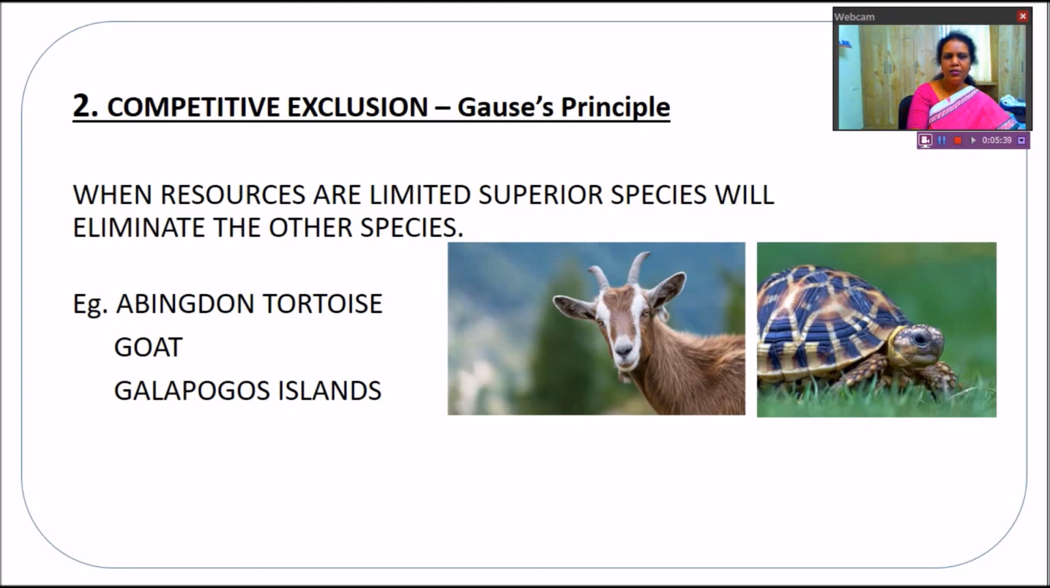So this is in case of limited resources. When resources are limited, superior ones will eliminate the weaker ones, which is called competitive exclusion or Gause's principle. We'll see in the next video the next type of competition.